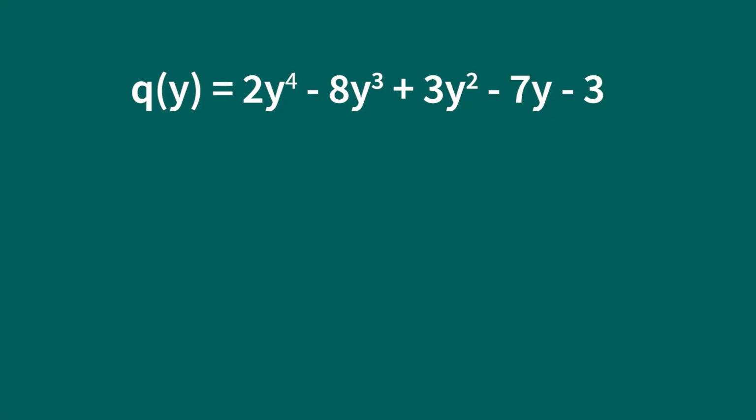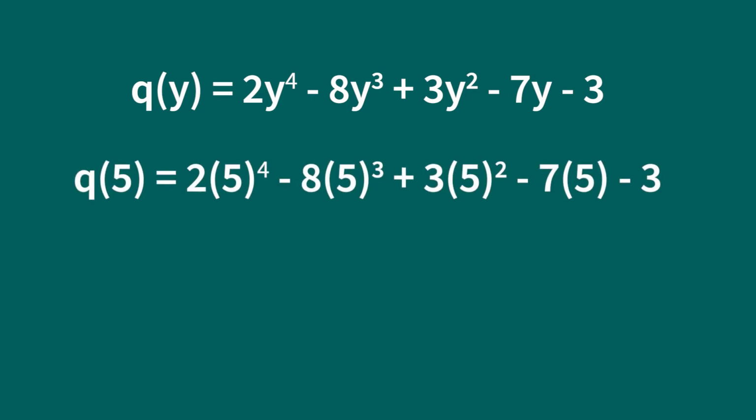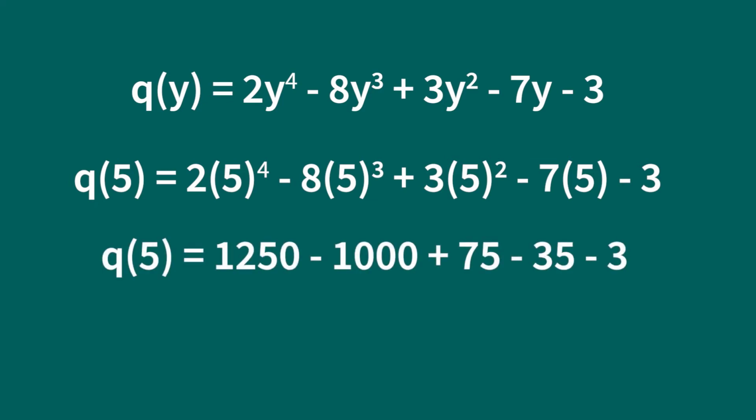The fact that polynomials can take some number and transform it into some other number makes them a particular instance of a function. For example, we can put the number 5 into the polynomial q by replacing all the variables, or equivalently y's in this case, with the number 5 to get the output 287. That is, the function q takes the number 5 and transforms it into the number 287.